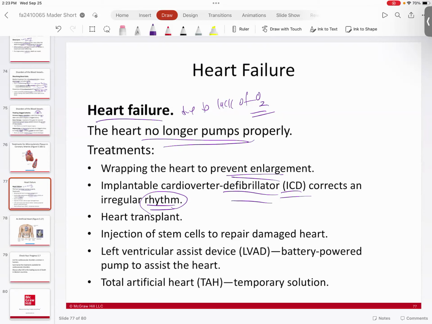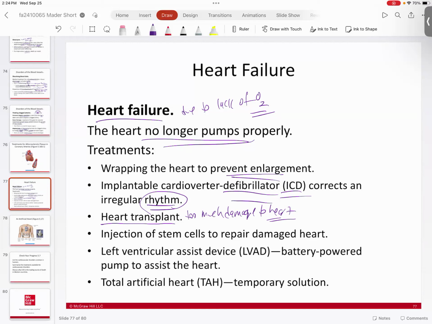And so it'll shock you back into rhythm as soon as you start to fall out of rhythm. If it gets really bad and there's too much damage to the heart, you get a heart transplant, which oftentimes is actually quite useful.